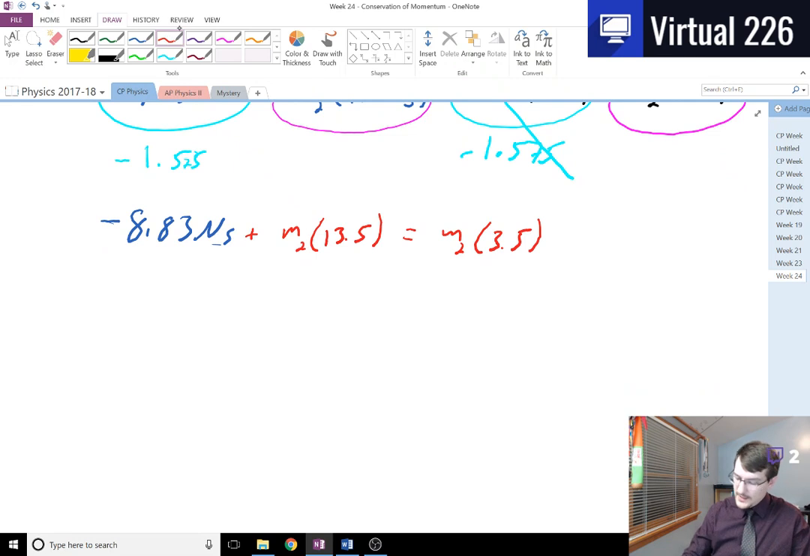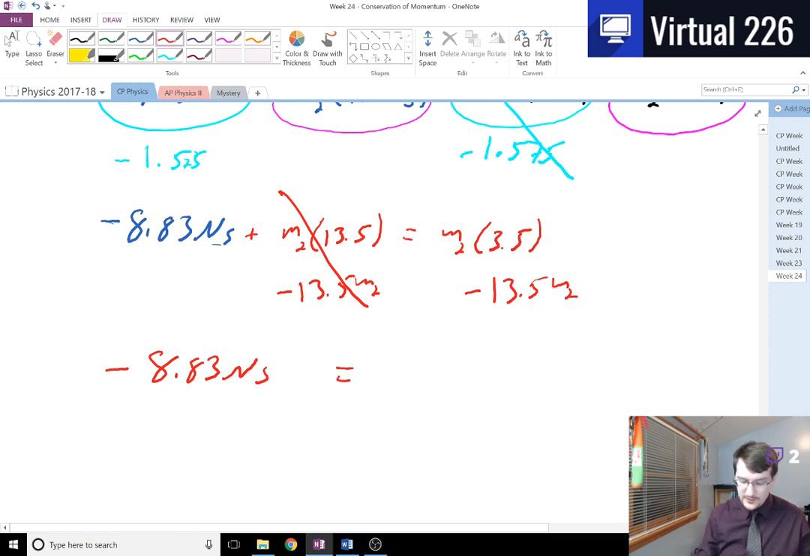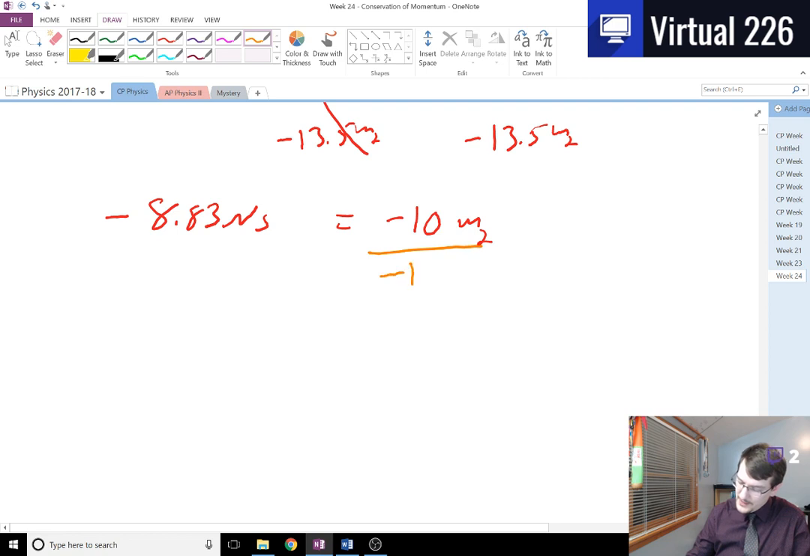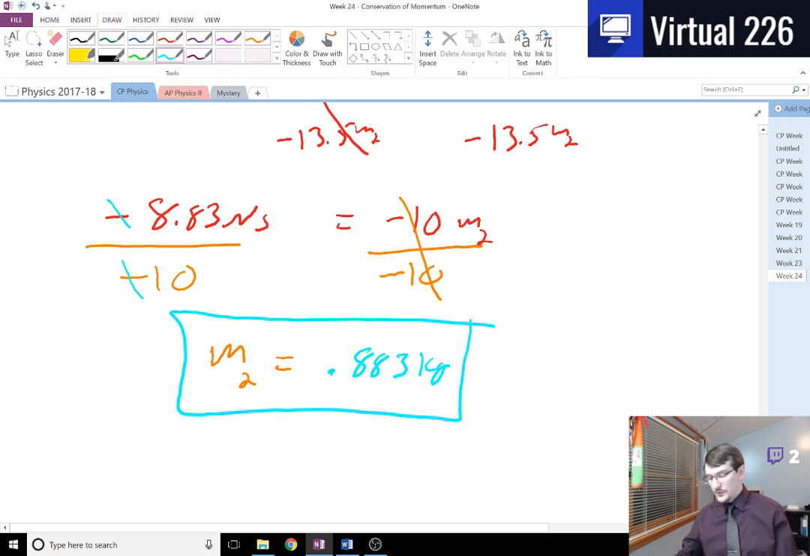Woo! Okay, now when I subtract 13.5 m2s from each side, what I'm going to get is negative 8.83 newton seconds equaling, and 3.5 minus 13.5 gives us negative 10. So that's negative 10 m2. Now when we divide by negative 10, we find that the second mass was equal to, as our negatives cancel, we get a positive number. That's nice, of 0.883 kilograms. And that's what we were looking for.